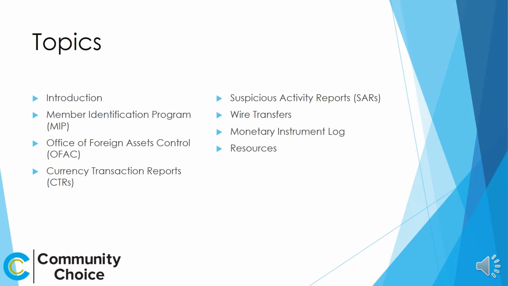This presentation will run approximately 15 minutes and cover the following topics. Number 1, an introduction to the Bank Secrecy Act. Number 2, the credit union's member identification program. Number 3, our responsibility to check OFAC's SDN list before opening a new account. Number 4, our reporting requirements with regard to currency transaction reports and suspicious activity reports. And number 5, the credit union's obligation to collect certain information in connection with outgoing wire transfers and the cash purchase of a monetary instrument. At the end of the presentation, I'll provide you with some additional resources you may utilize should questions arise about the Bank Secrecy Act at a later time.